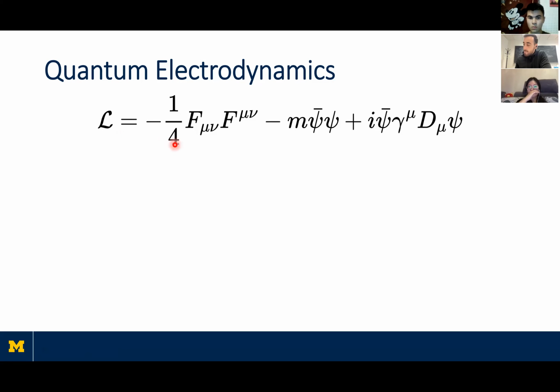Here's the Lagrangian, and it might look scary if you've never seen this Lagrangian before or quantum field theory, but basically this first term right here is encoding Maxwell's equations. It contains electric fields, magnetic fields, but it's packaged up nicely into a nice form. It's called the field strength tensor. So it contains Maxwell's equations.